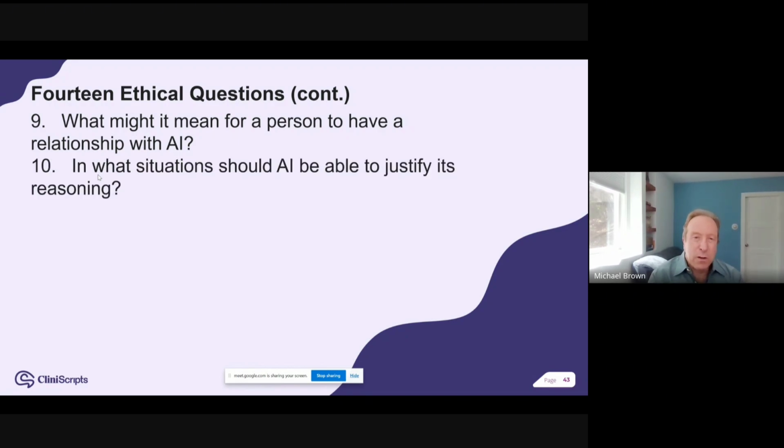In what situations should AI be able to justify its reasoning? So if it tells you something like you're not an appropriate person, your insurance doesn't authorize this, what does that really mean? If an AI tells you it's not authorized, what does it mean?